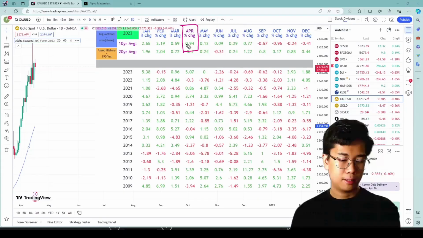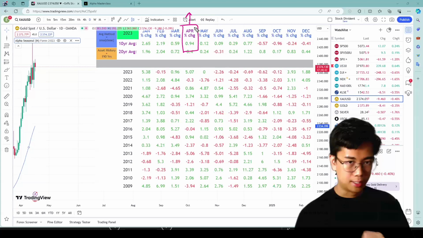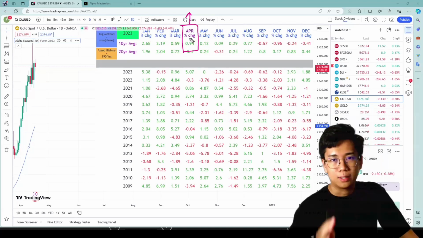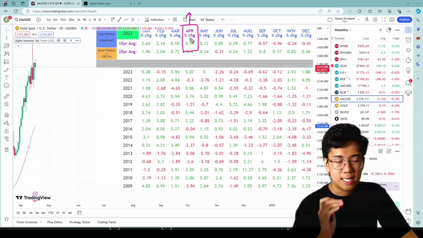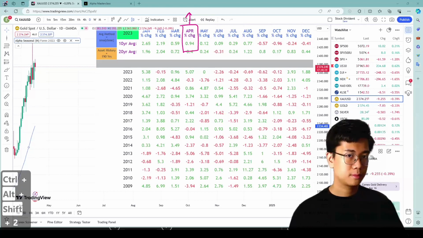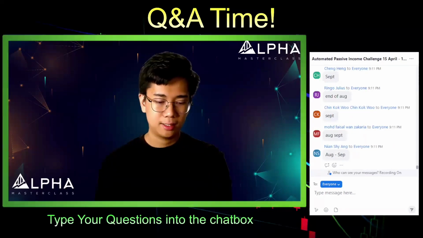Everyone is uptrend. Okay. So next question. When would the downtrend happen? When is the best time to sell the gold market? Answer is September, August, September, and here you go. You guys got the answer.